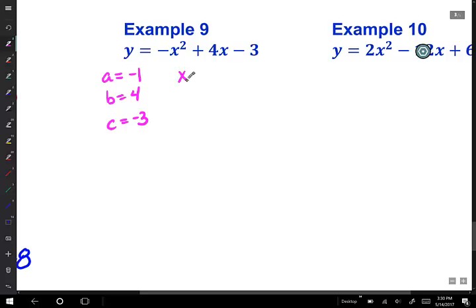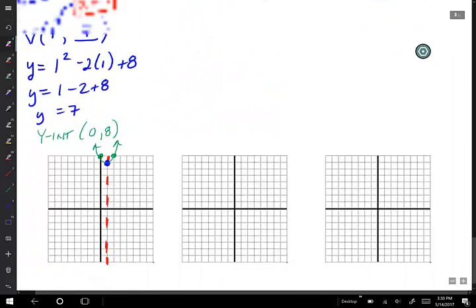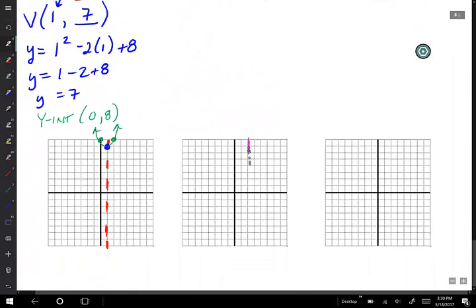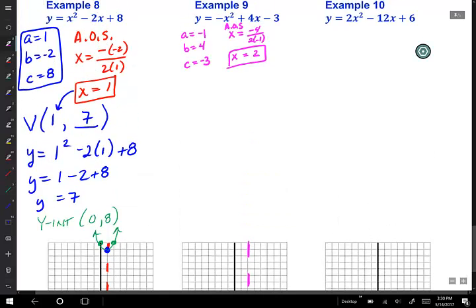My axis of symmetry is the opposite of b, so negative 4 over 2 times negative 1. So negative 4 over negative 2 is x equals 2. I'm going to come down to the bottom and graph the value x equals 2. That is my axis of symmetry.